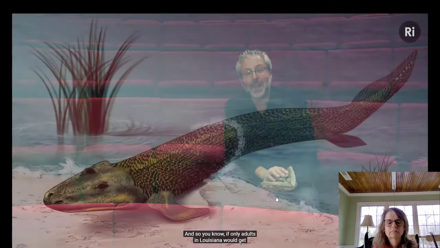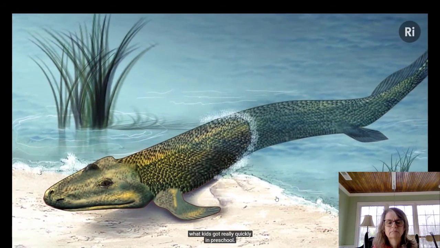One kid said, "Oh, it looks like a crocodile." And you could see why he said it's like a crocodile, because there's a flat head with eyes on top, and you can even see teeth on the side. Another kid corrected him and said, no, it's a fish. It's got scales, and it has fins. And I said, "Hey, you're both right," because they got the concept right immediately. And so, if only adults in Louisiana would get what kids got really quickly in a preschool.